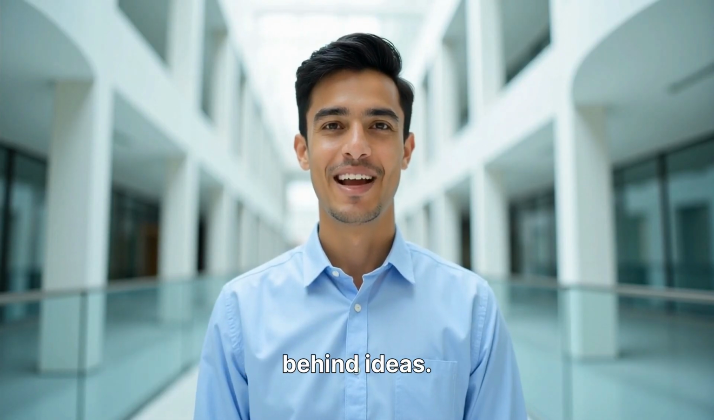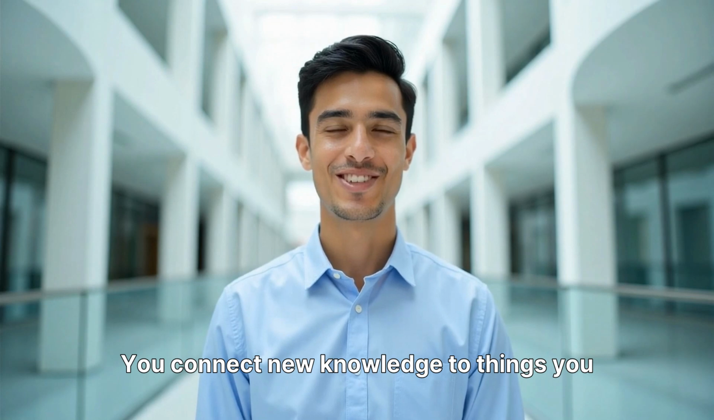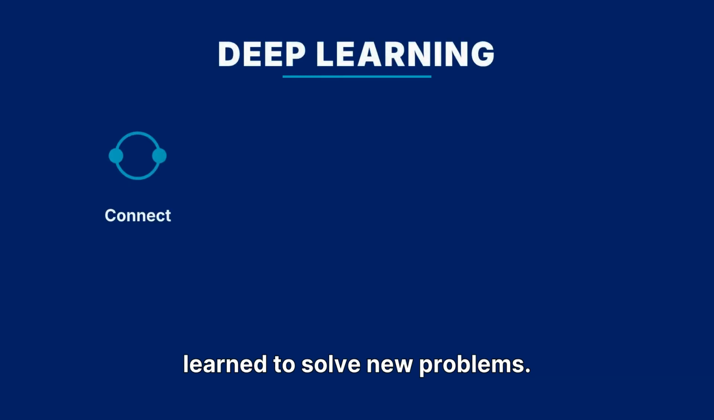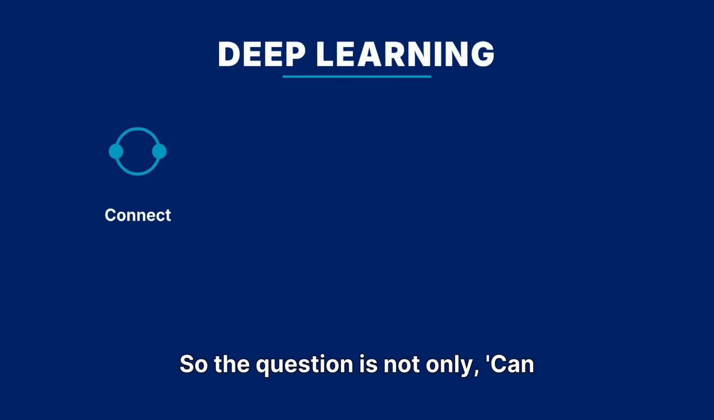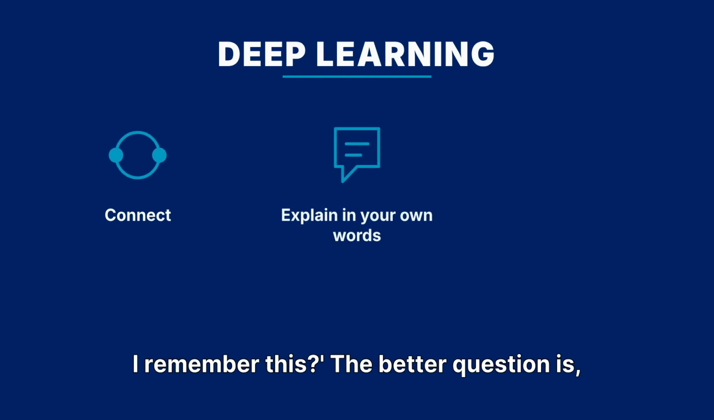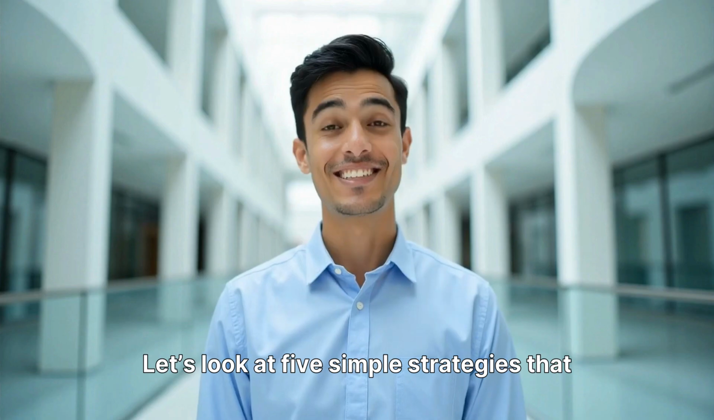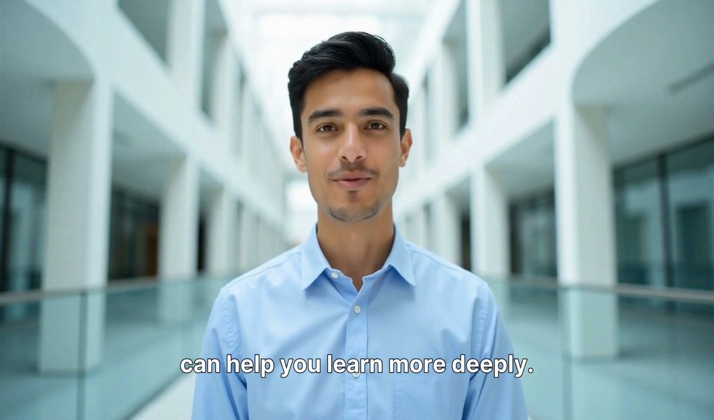Deep learning is different. Deep learning means you understand the meaning behind ideas. You connect new knowledge to things you already know. You can explain ideas in your own words, and you can use what you learned to solve new problems. So the question is not only, can I remember this? The better question is, do I really understand this, and can I use it? Let's look at 5 simple strategies that can help you learn more deeply.